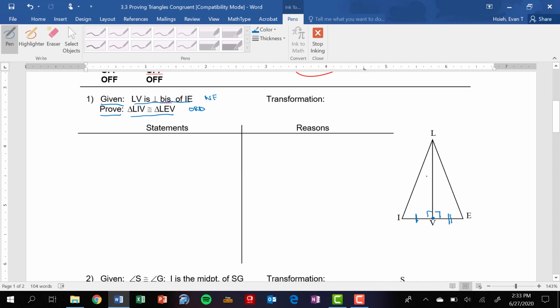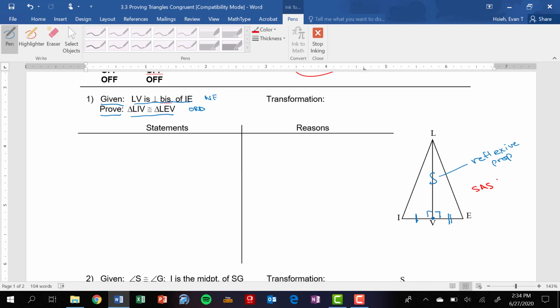I also might want to mark the fact that LV is congruent to itself, and I like using that kind of squiggle when we're talking about something being congruent to itself. This property, when you're saying that something is congruent to itself, is called the reflexive property. And we'll talk about where to put that when we're setting up our proof. Now that I see the diagram, I can hopefully spot the fact that these two triangles are congruent by SAS, and that's from the last section. That's how we're going to prove the triangles congruent, by side, angle, side.